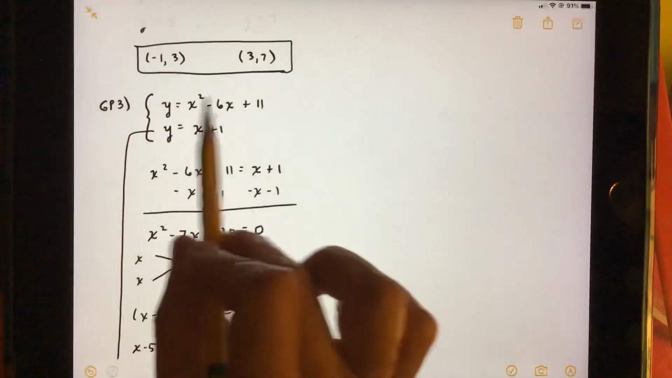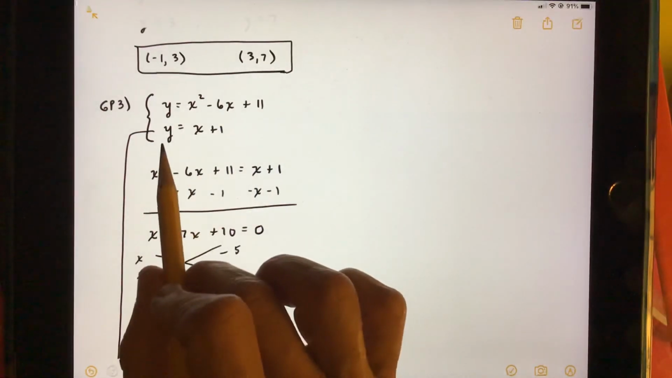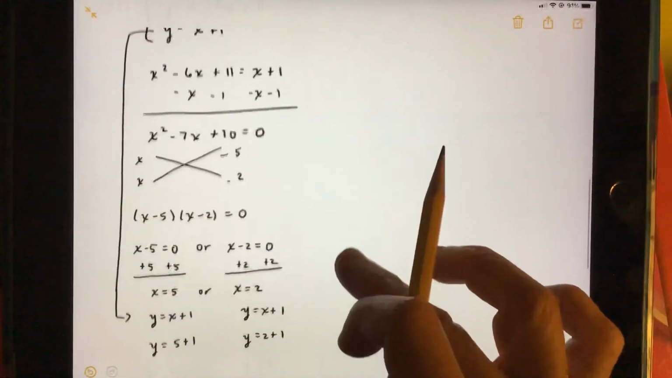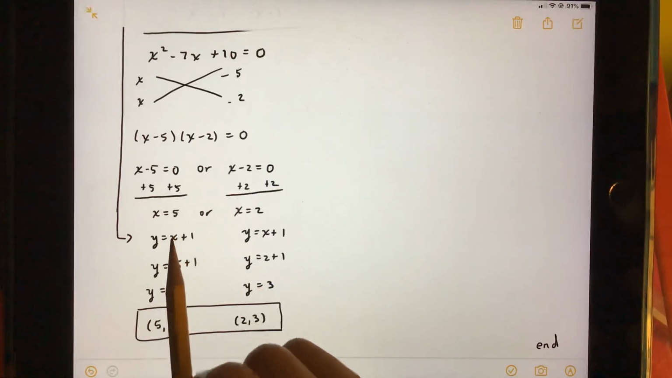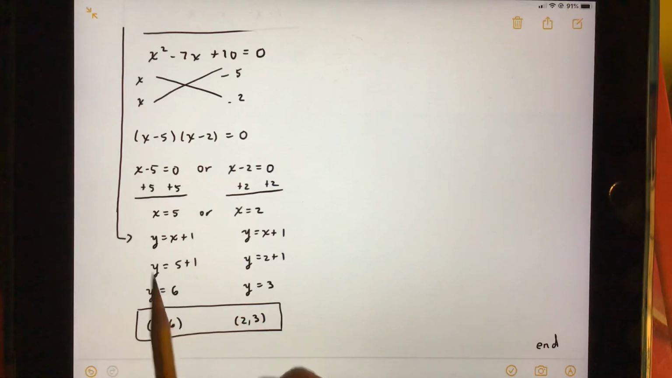I'll go back up and pick the easiest looking equation to substitute my x values in to find out my y. I'm going to pick this second equation. It looks far easier. All right, so I'm pulling that y equals x plus 1 equation down, and I'm going to put 5 in for x, and 5 plus 1 is 6, so y is 6. So when x is 5, y is 6. So one of my ordered pair solutions is 5, 6.